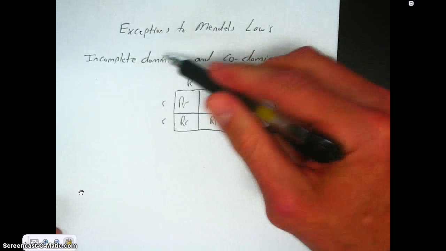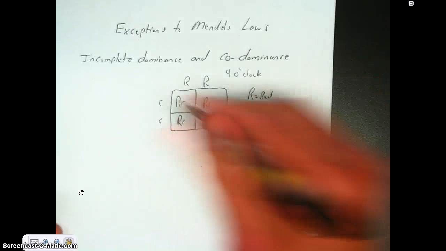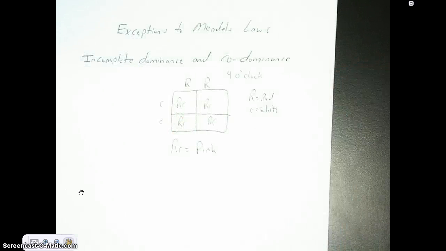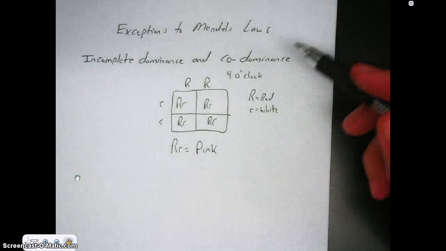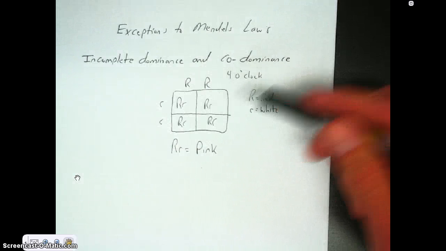But in incomplete dominance, the red does not completely mask the white. And so big R, little r is actually pink. And this is where the term incomplete dominance comes from. The white is allowed to express itself a little bit, and so you merge the colors of red and white together to get the pink.